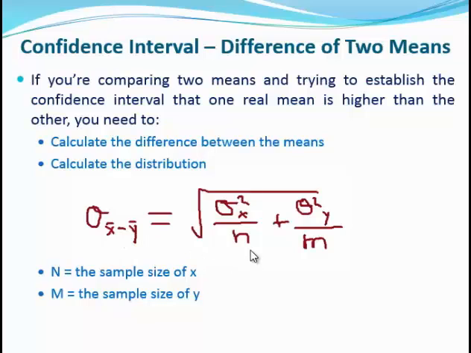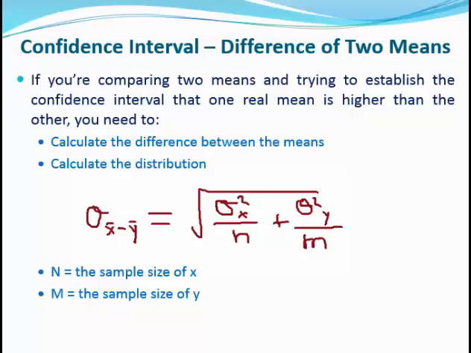So sigma, the standard deviation of the difference between x and y, which is x minus y, equals the square root of the variance of x divided by the sample size of x plus the variance of y divided by the sample size of y. Sometimes you'll see this written as s1 squared plus s2 squared instead of sigma, but it's the same idea. What you're looking for is the standard deviation of one quantity divided by its sample size plus the standard deviation of the other quantity divided by its sample size, and then take the square root of the whole thing, and there you have your standard deviation of the difference.